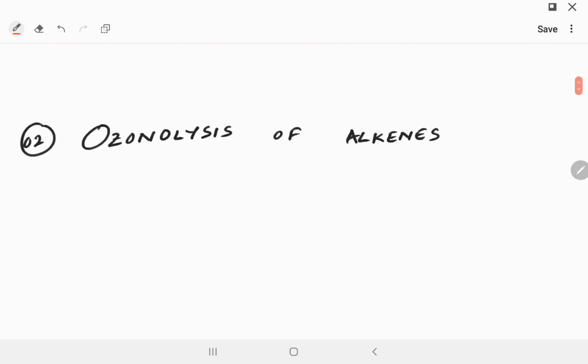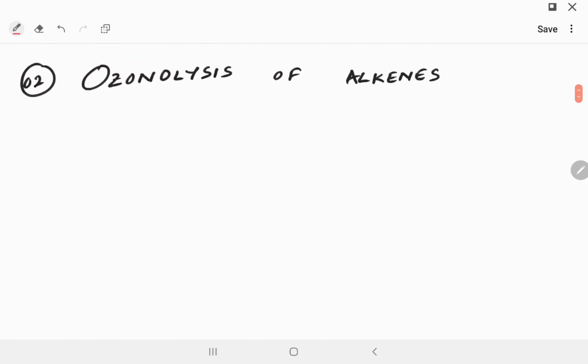All right, so the second reaction that we are going to talk about is the ozonolysis of alkenes. So this reaction is also discussed in much more detail earlier. For the ozonolysis reaction, you are going to use ozone as your reagent. So in here you are going to need an alkene, and the alkene carbons should be di-substituted.